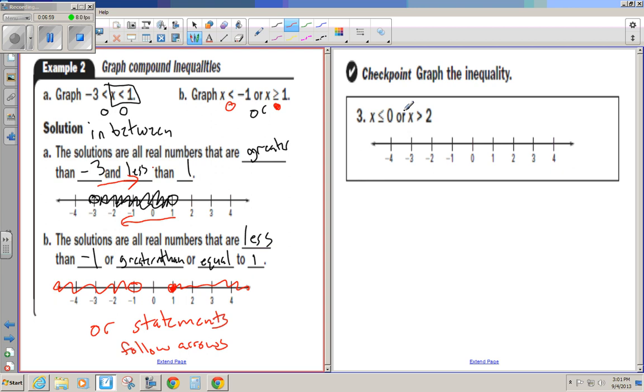So pause the video, try this on your own, but I'm going to keep talking. I'm not going to do all the extra work, but I'm going to say that x is less than or equal to 0. That means this is a solid dot at 0. This means an open dot at 2. And the arrows point to the outside.